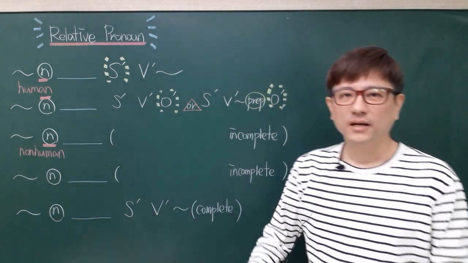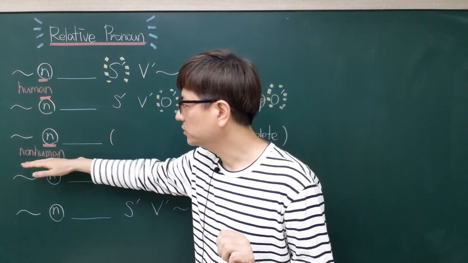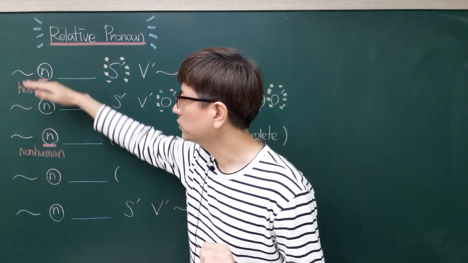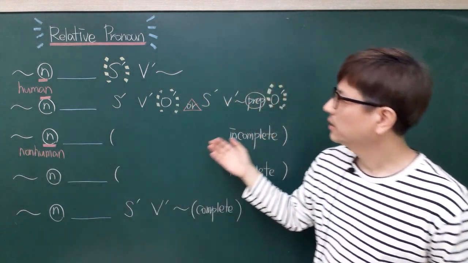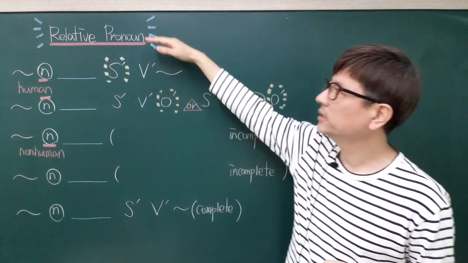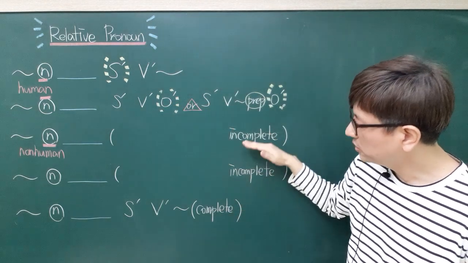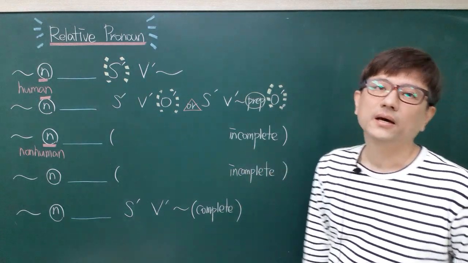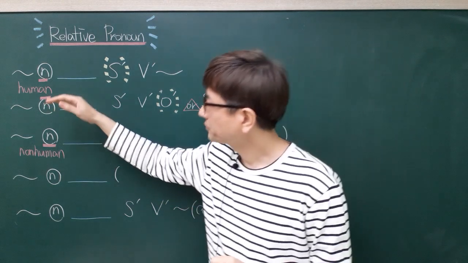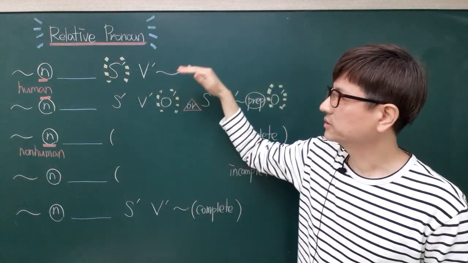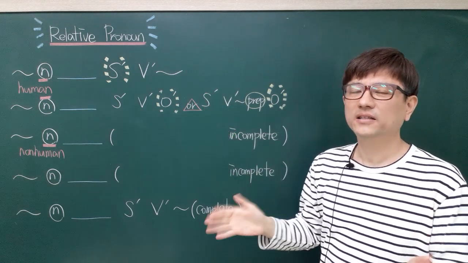This noun should be divided into 2 categories. One of them is human, the other is non-human. And you should check whether the sentence behind the relative pronoun is complete or incomplete. Like this, there are only 2 things you have to pay attention to: the noun and the sentence behind it. So let's start in detail.